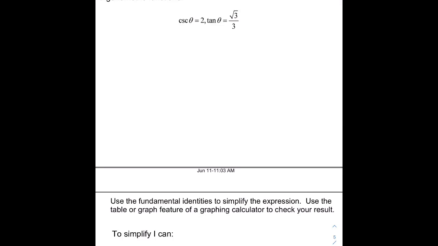Welcome, and in this video we're going to get into some nitty-gritty: how do I do my homework problems? So example 1, this is the first type of homework problem that you might have on your WebAssign. You have to use the given values to evaluate all 6 trigonometric functions.